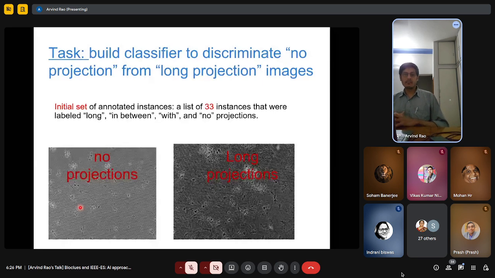Now comes the big question. We want to build a classifier, but we need labeled instances. So there are 20,000 images, and we want some training data to be able to build a model. So what do we do? I went to my clinical colleague who has started this experiment, and I asked him, hey, can you give me some labeled data?